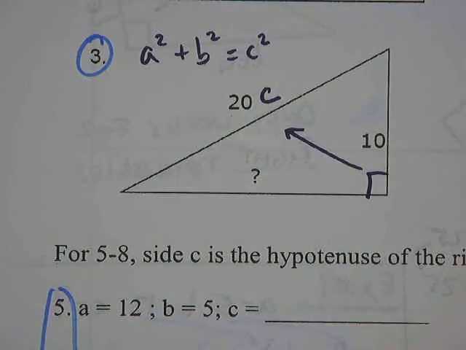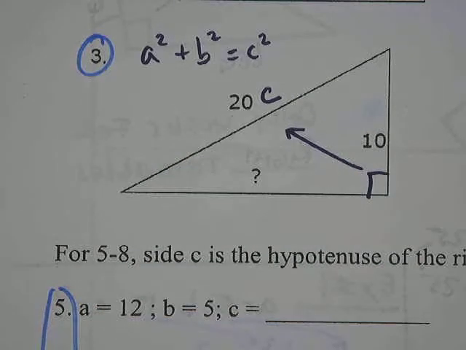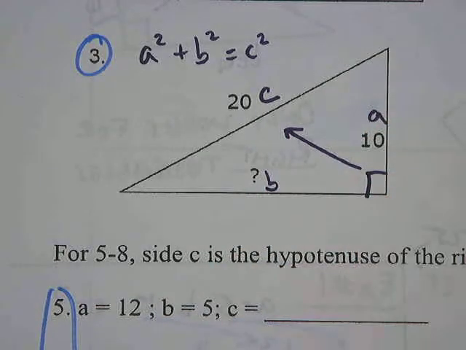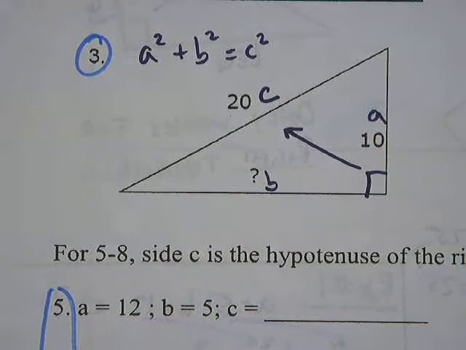And then for A and B, it doesn't really matter which of your other 2 sides are A or B. The order doesn't really make a difference here because we're just adding their squares. So what I'm going to go with is that this side is A and that this side is B. So now we're just taking these numbers and plugging them into this formula here.